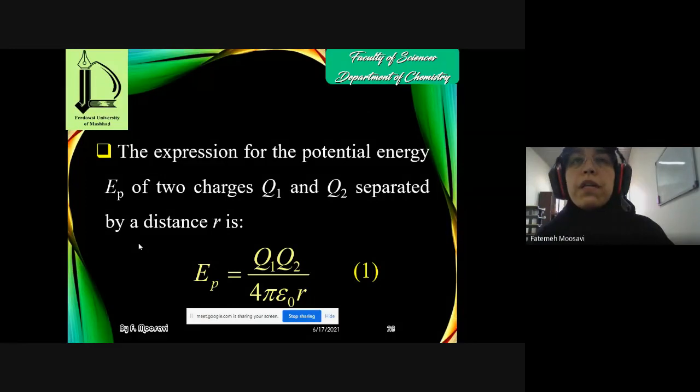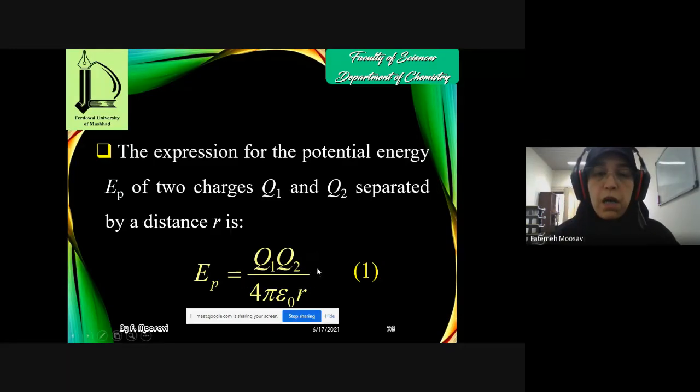To express the intermolecular interactions between the particles, we should know that all interionic interactions can be expressed by equation 1, the expression for the potential energy of two charges, Q1 and Q2. You see that potential energy is directly proportional to the ionic charges and inversely changes with the separation between the ions. As a result, if the ions have more charge, their interaction is stronger.